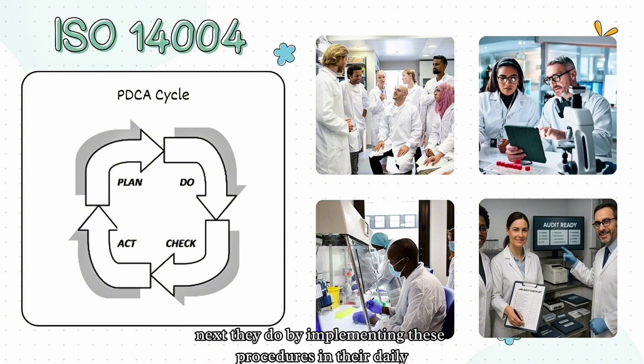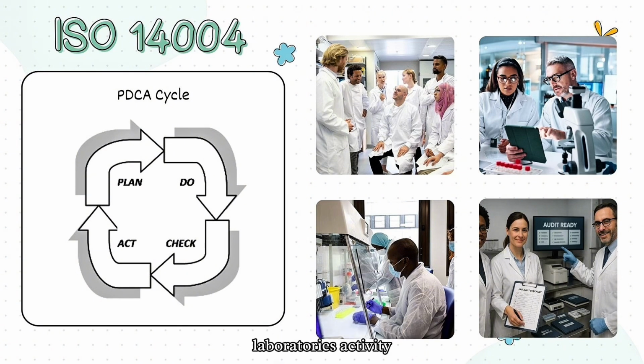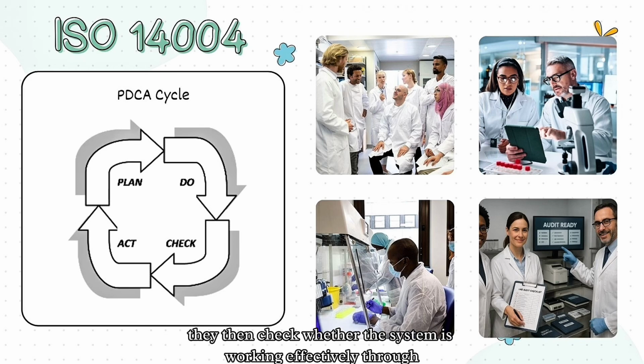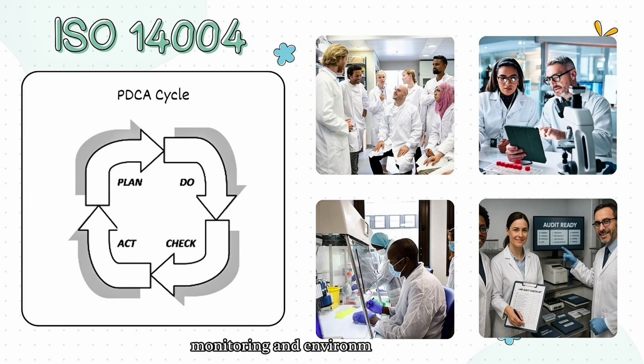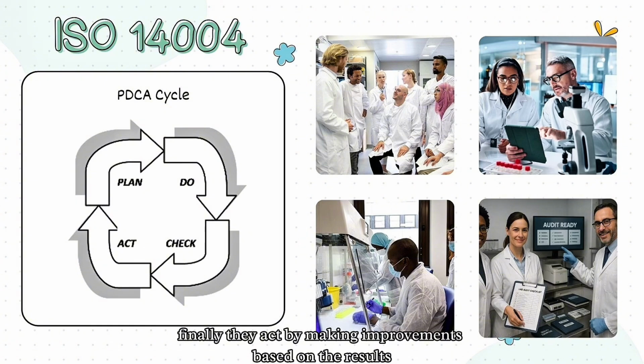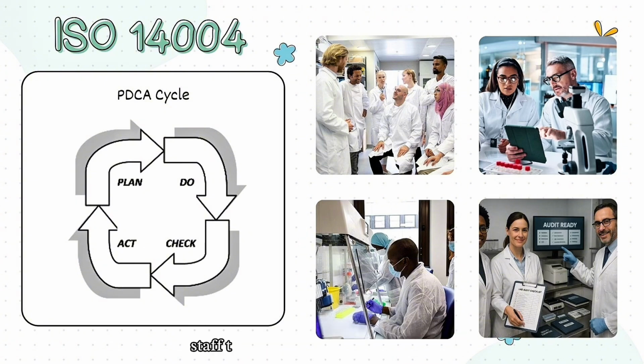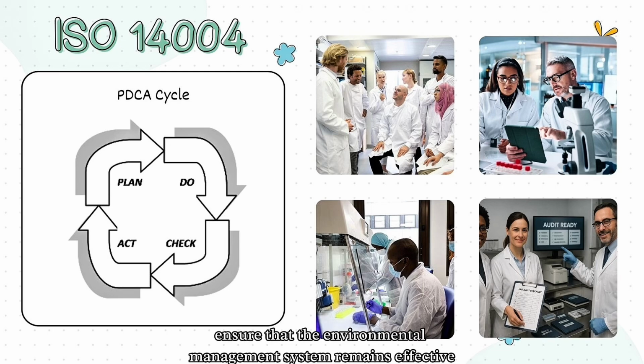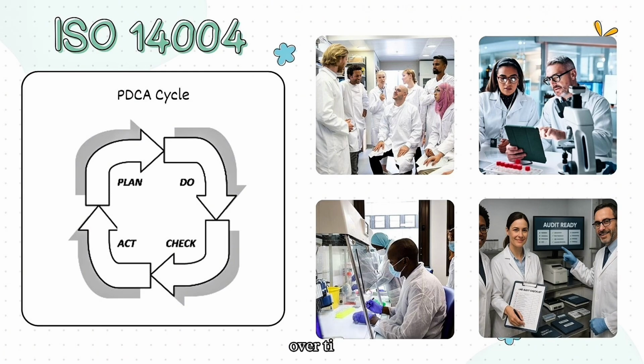Next, they do, by implementing these procedures in their daily laboratory activities. They then check whether the system is working effectively through monitoring and environmental audits. Finally, they act by making improvements based on the results. Staff training, environmental planning, and regular audits ensure that the environmental management system remains effective over time.